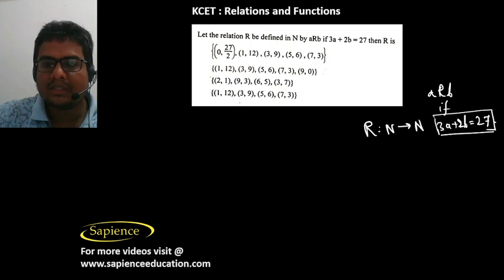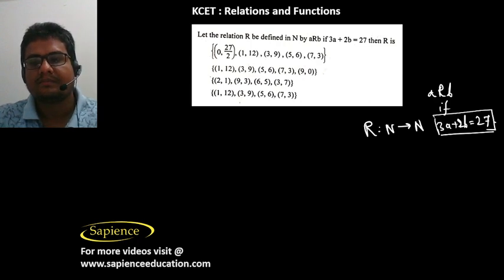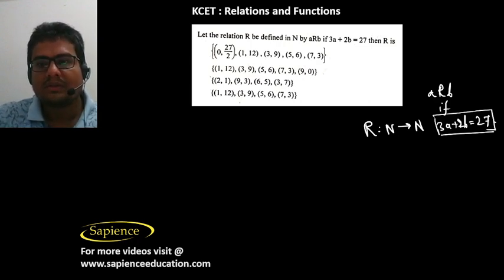So we should take only natural number values for a and b. If you take 0 and 27 by 2, that we cannot take, since 27 by 2 is not a natural number. And 1 and 12 we can take. Since 3 plus 24, sorry, and 3 and 9 also we can take, since then it will be 3 3 is 9 plus 9 is 18. Yeah, we can take 5 3 is 15 plus 6 is 21.